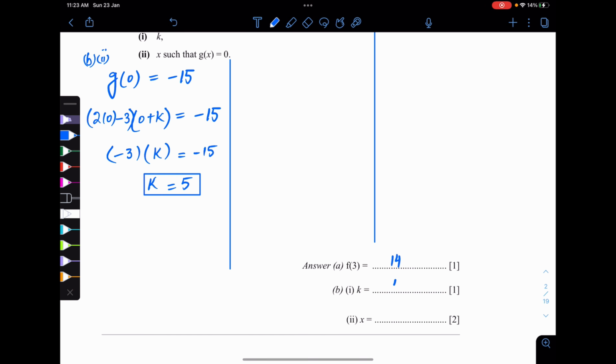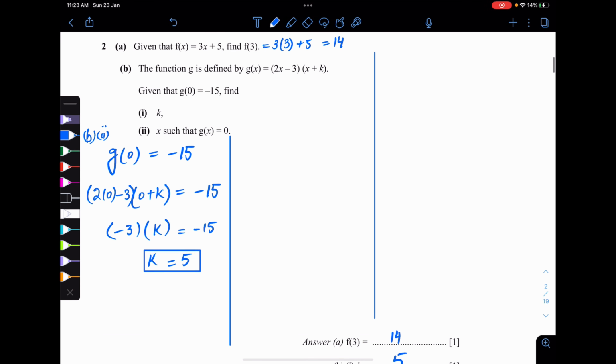So k is equal to 5. Now for the last part, what we're going to do is g of x is equal to 0. So for the second part, g of x is equal to 0. This is what we have to find. So now we know g of x is (2x - 3)(x + k), and instead of k, I'm going to introduce 5 over here, equal to 0.